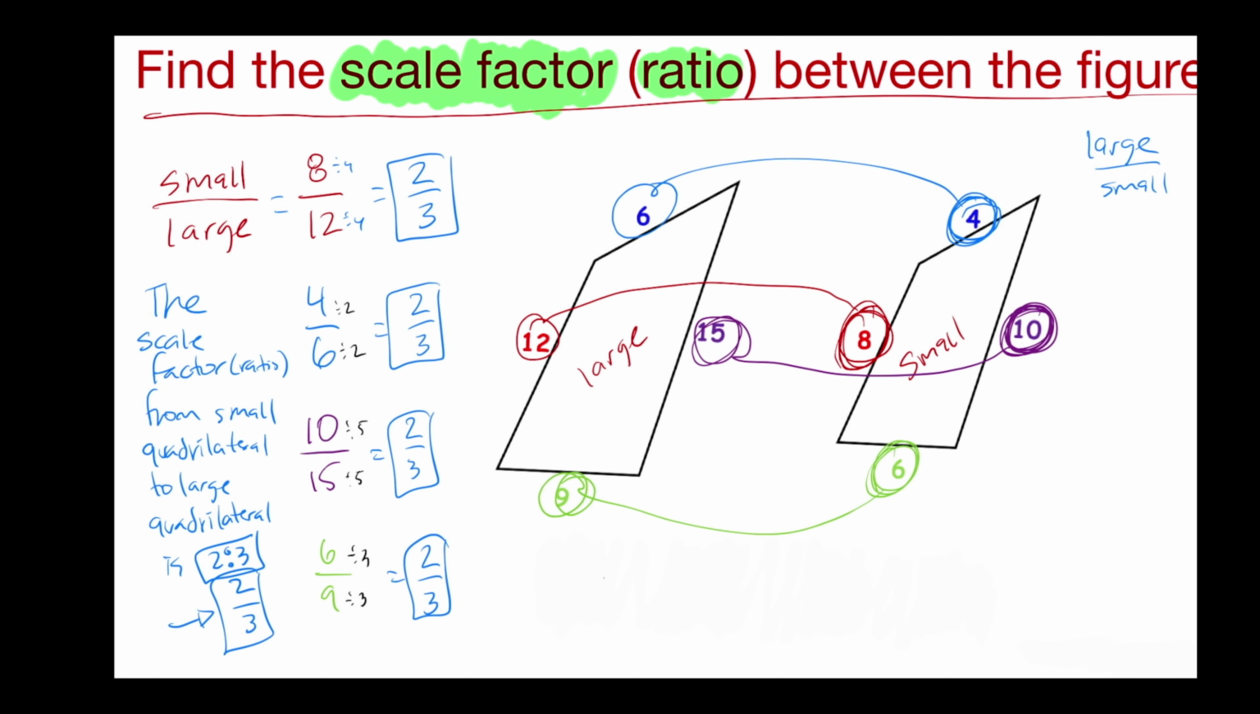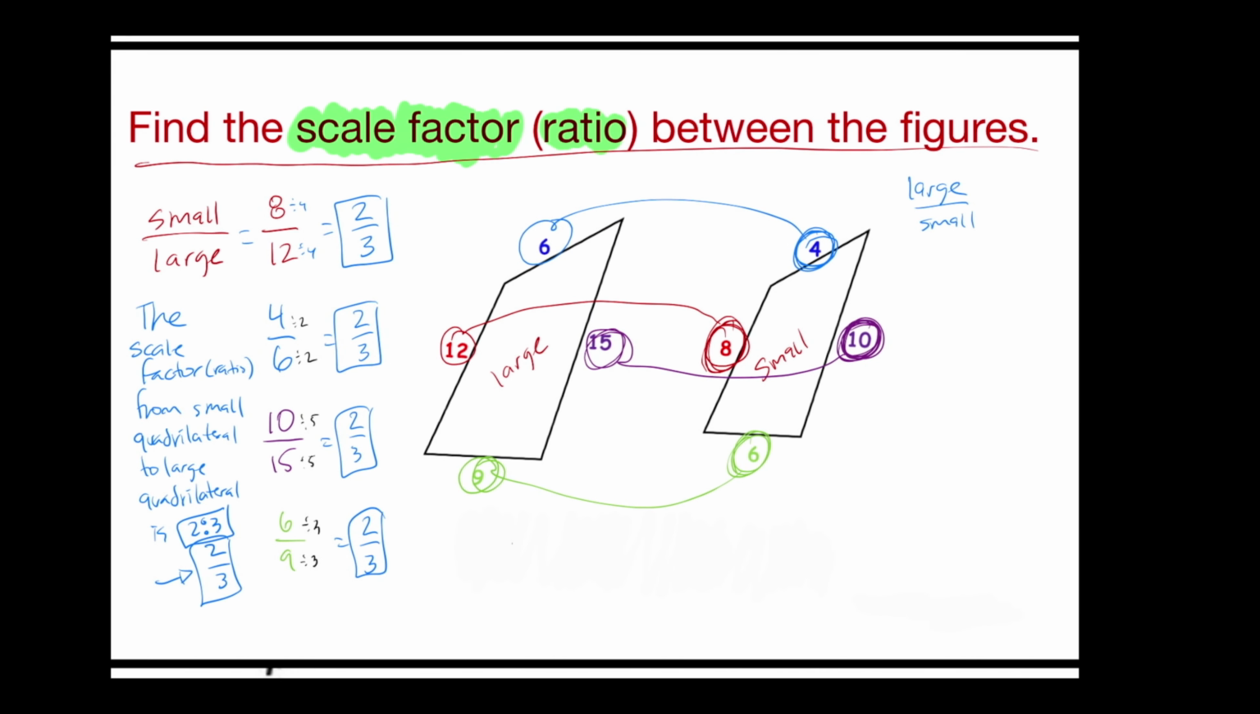Mister, yeah. I did the other way. I did large to small. Okay, that's fine. So let's do the same thing. So let's look at large to small. So we know the red. We just put large in the top and small on the bottom. That's 12/8. And that simplifies to 3/2.